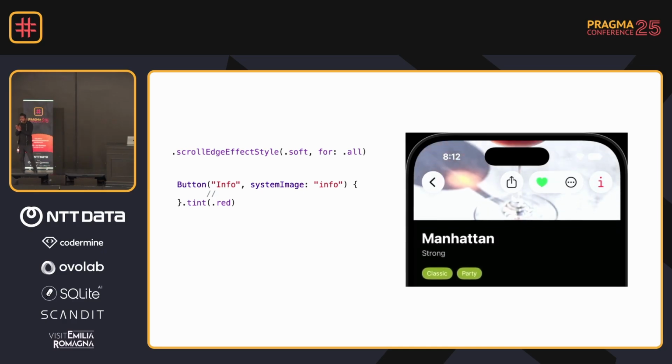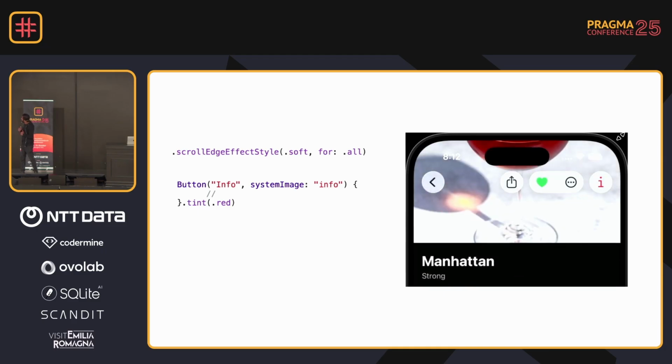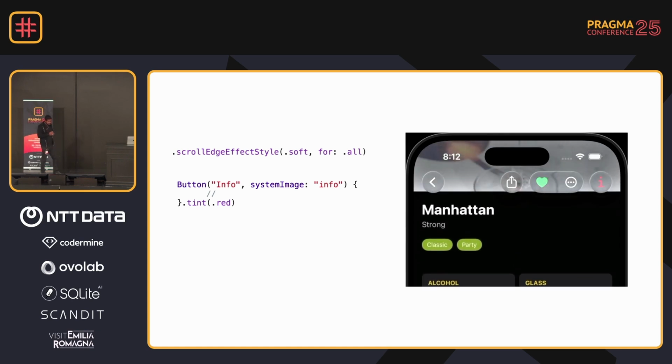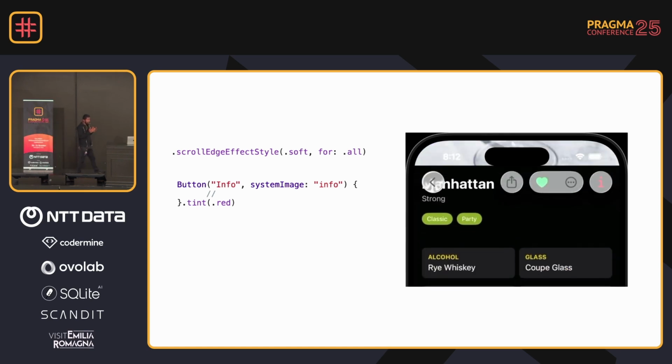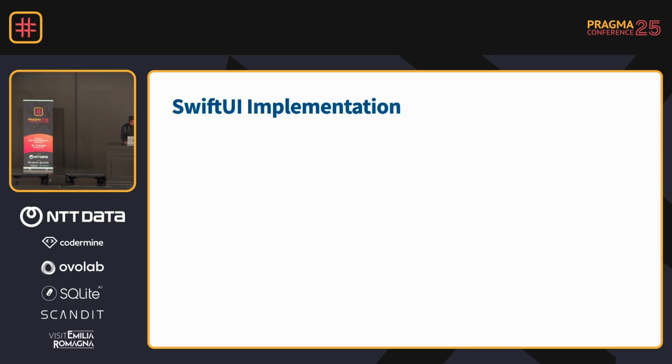It doesn't change the color drastically, but based on the content, look at the eye icons here, the info buttons, they change automatically based on the content underneath. So always use tint instead of foreground color or foreground style. That's really important.